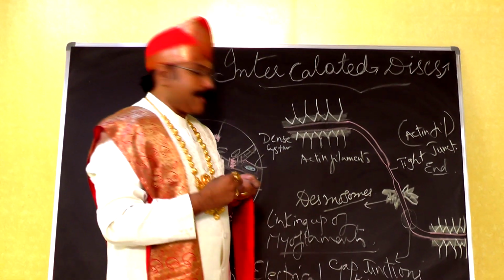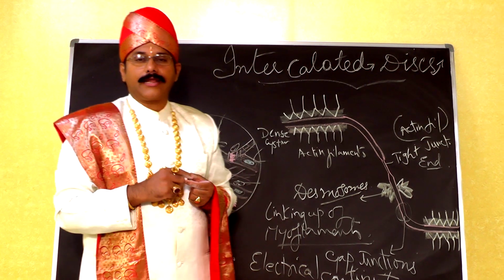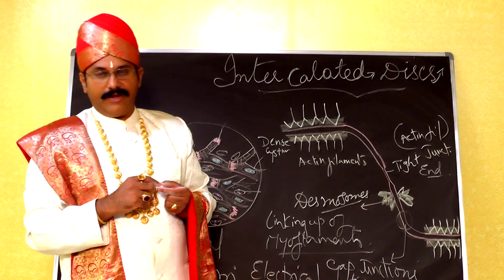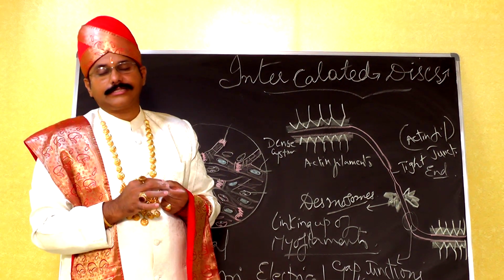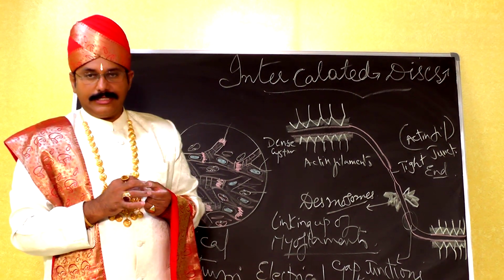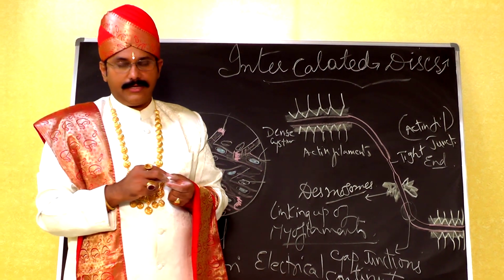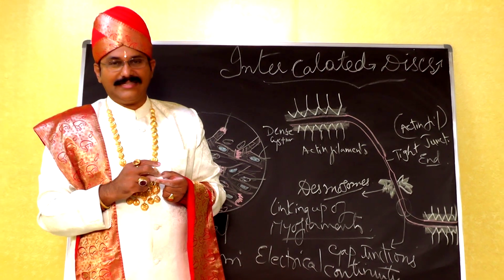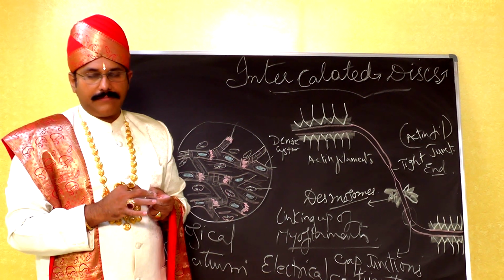And what about the gap junctions? They are responsible for maintenance of the electrical continuity between the myocytes. So the cardiac musculature is turned into a physiological syncytium. So these junctional complexes altogether are called the intercalated disc, the special feature of cardiac muscle.